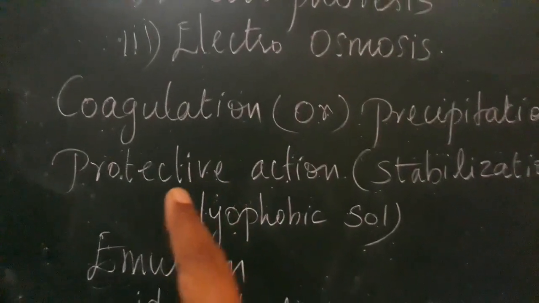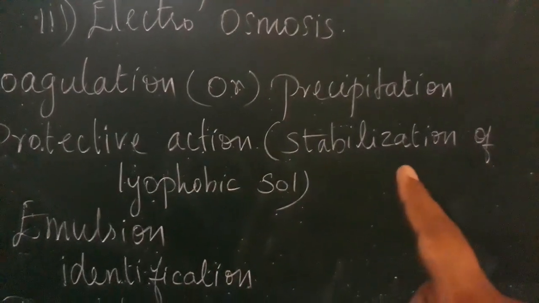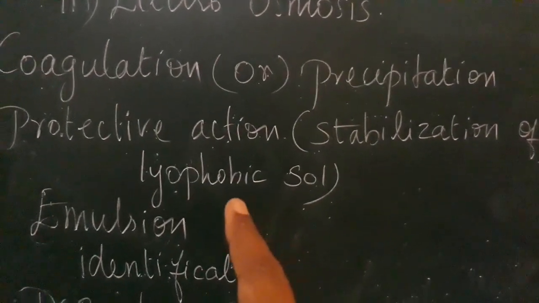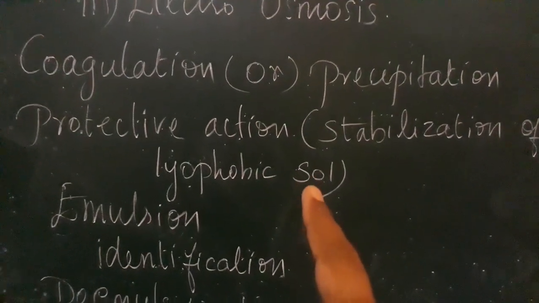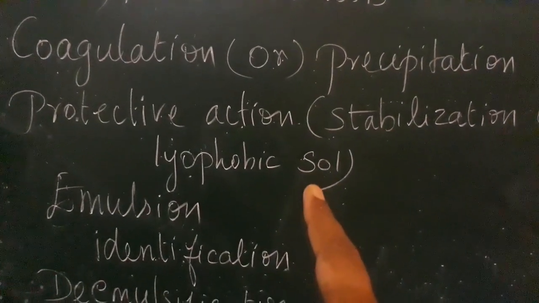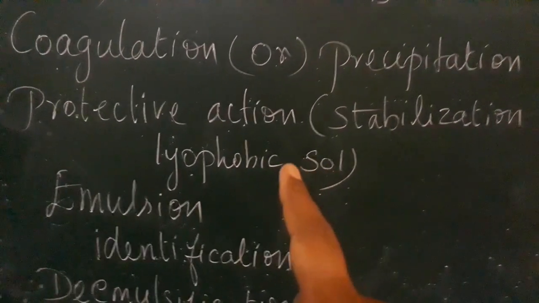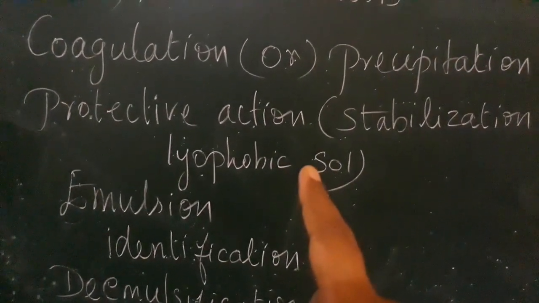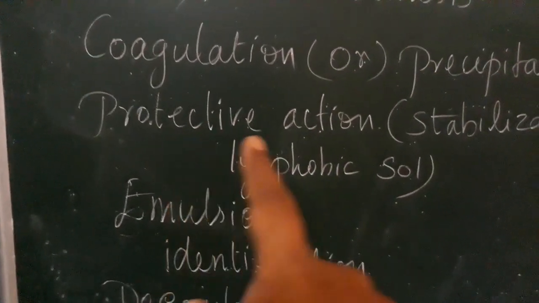Then next one, protective action. That protective action is based on the stabilization of lyophobic sol. Lyophobic sols are not very stable. With a small addition of electrolyte, they precipitate. So we have to protect that lyophobic sol with the help of lyophilic sol. That information we are going to learn under the topic protective action.